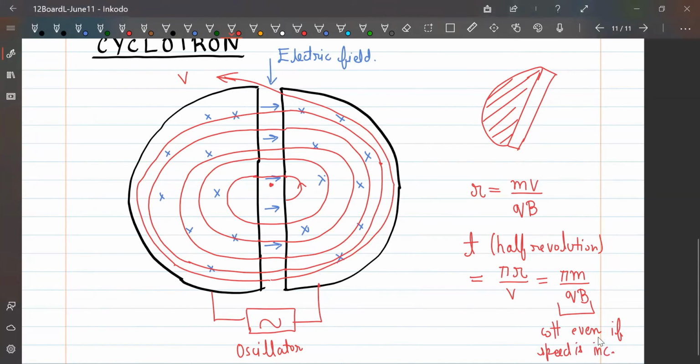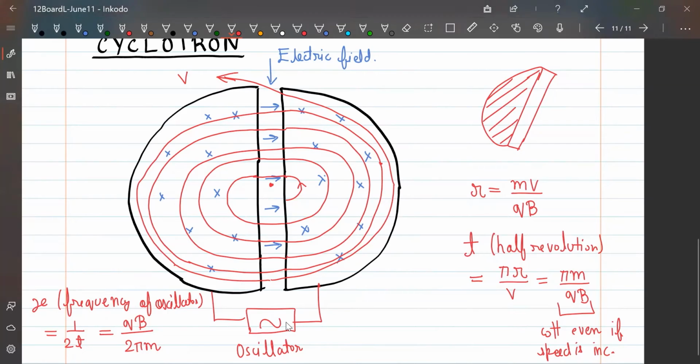So this makes it easier for the oscillator to work, and we have the frequency of the oscillator that can be determined beforehand. The frequency of the oscillator will be equal to 1 by 2 times the time period, because half the time it spends here, half the time it spends here. So the frequency is 1 by 2T, that will be qB by 2 pi m. This is the frequency of the oscillator.